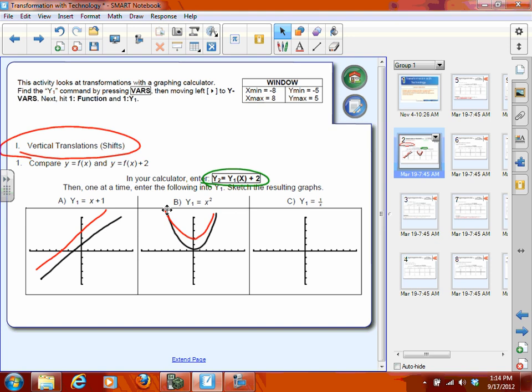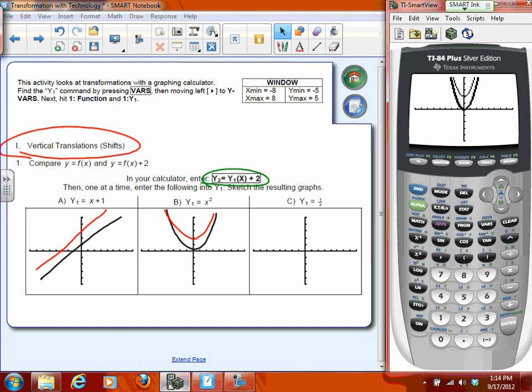And we've got one more tryout. We got C, 1 divided by X. Anybody recognize that function? What is that one called? What's the name of that one? Rational. What's the graph going to look like for a rational function? That's right. We got two curves. One in the first quadrant, the other one is in the third quadrant.